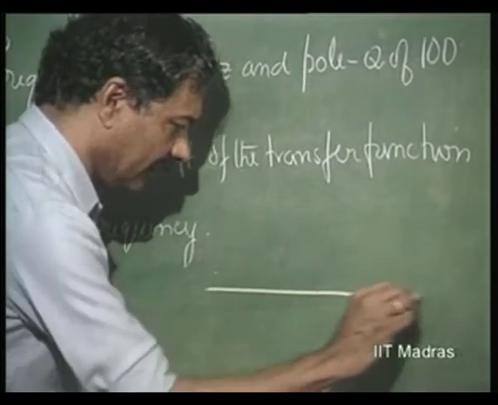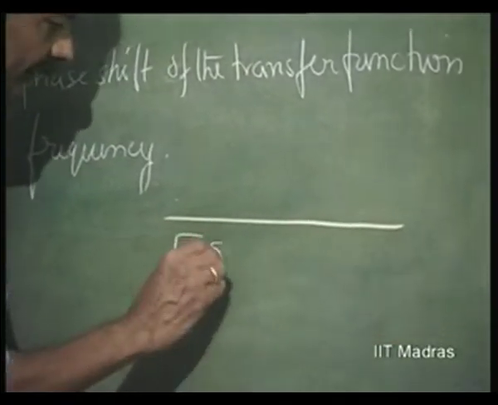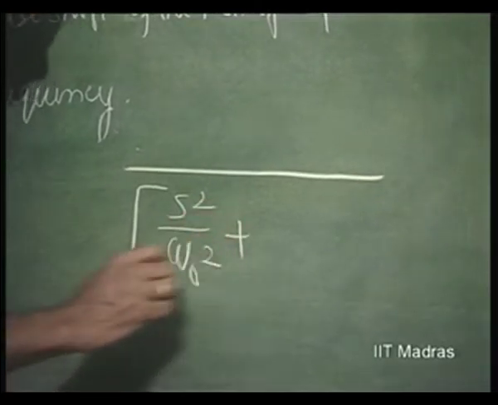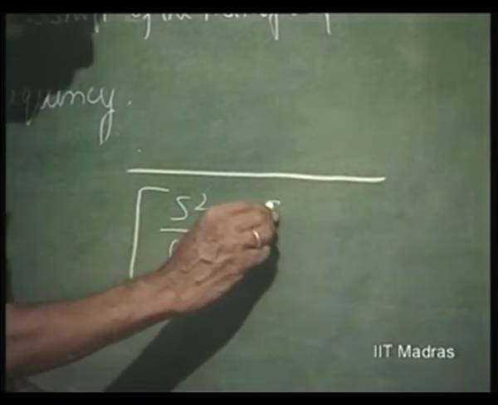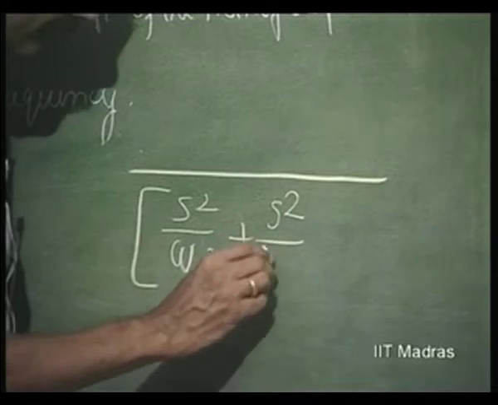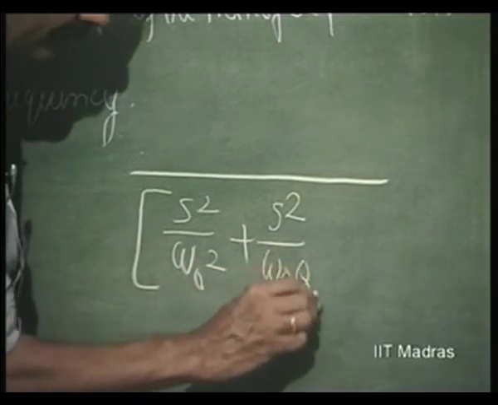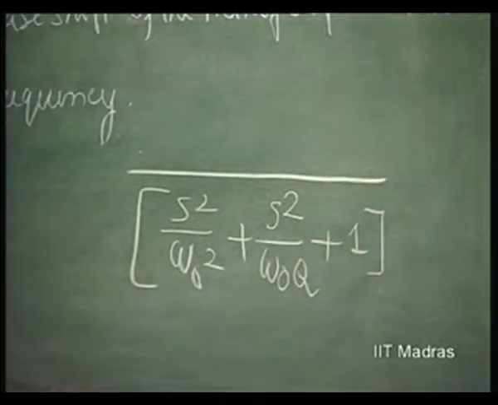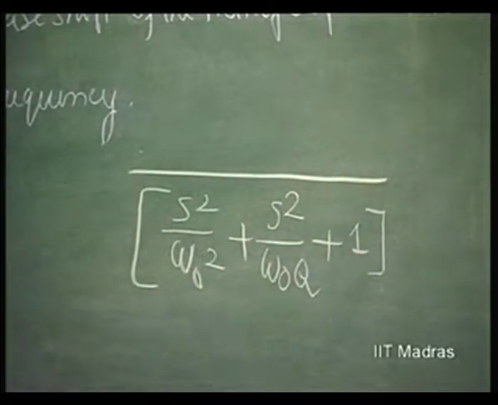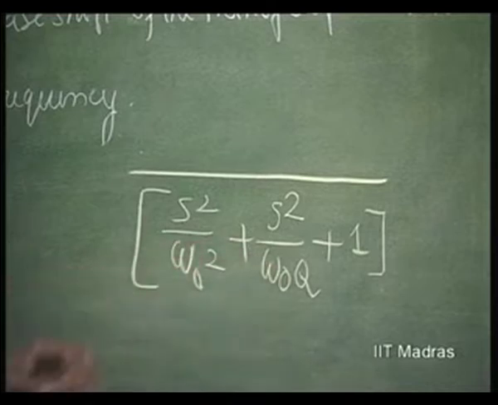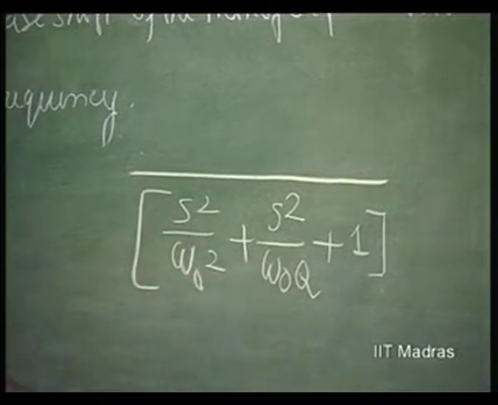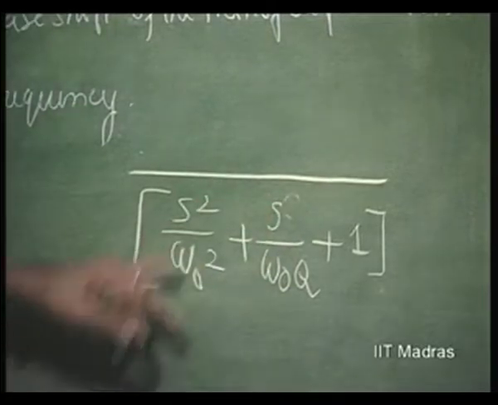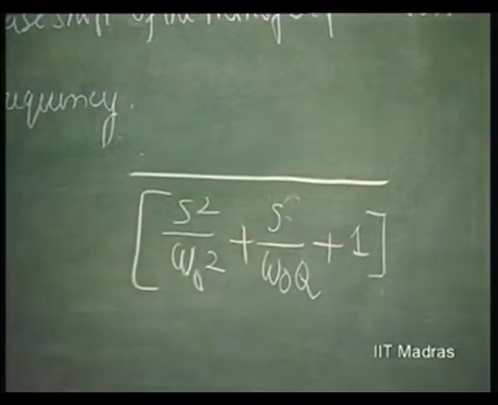The denominator is always represented in a standardized form. In the case of a filter, second order, s squared by omega naught squared, omega naught being the pole frequency, Q being the pole Q. All right. So, this we have understood. It is s squared, s plus 1.